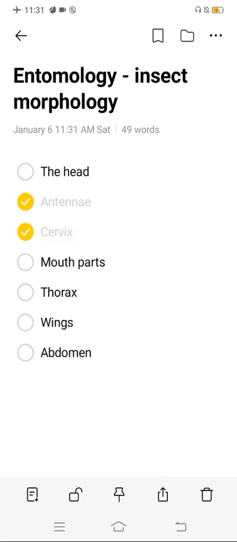Continuation of the insect morphology lecture. This video is about cephalic appendages. There are two types of cephalic appendages in the insect. The pre-oral appendages are the antennae, while the post-oral appendages are the mandibles, maxillae, and labium.